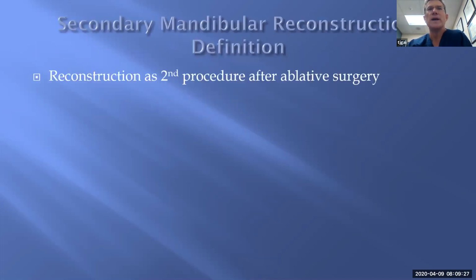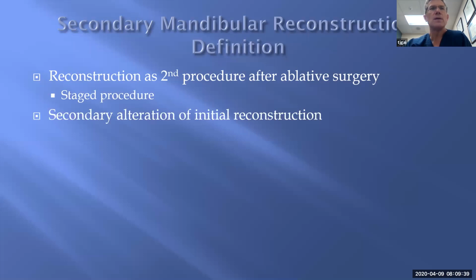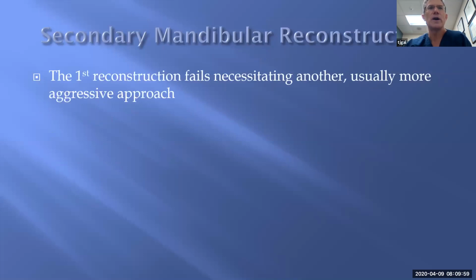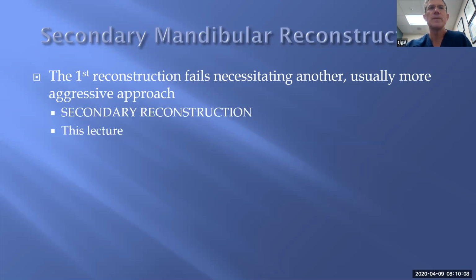So what do we mean? Are we talking about reconstruction as a second procedure after ablative surgery? Well, not really, because that's kind of a staged procedure. Secondary alteration of the initial reconstruction? No, that's just a revision or an augmentation. Reconstruction of the same defect with the same approach, i.e. a flap failed? Not really, that's just another revision. What we're talking about is when the first reconstruction fails, necessitating another, usually more aggressive approach.